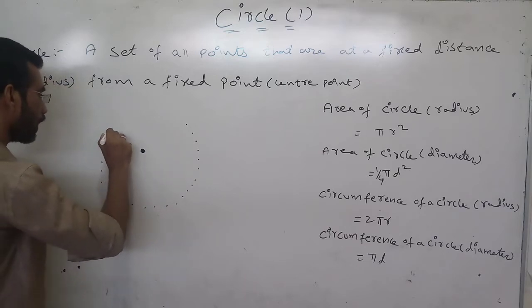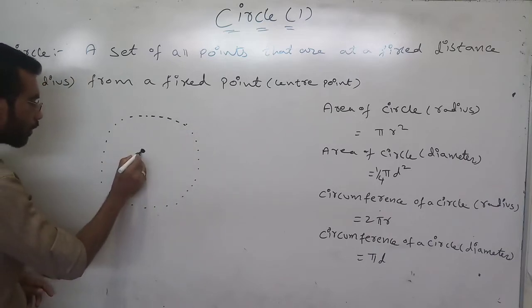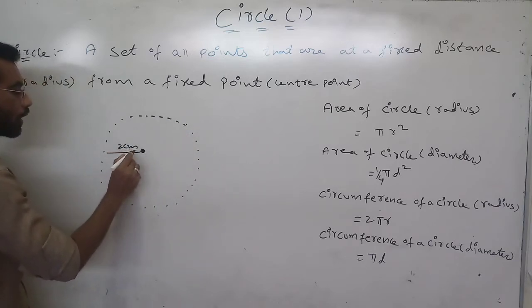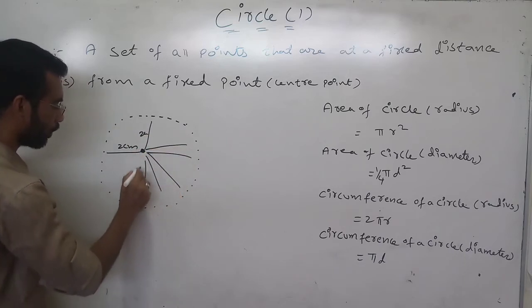This point should be equally distant from the center of the circle. What measurement will you take? Example, 2 centimeters. All the measurements should be of 2 centimeters only.